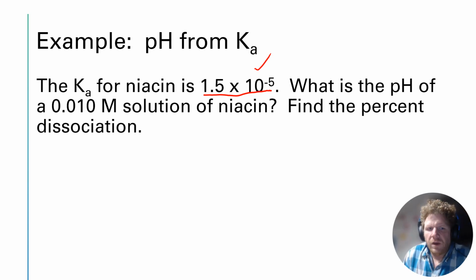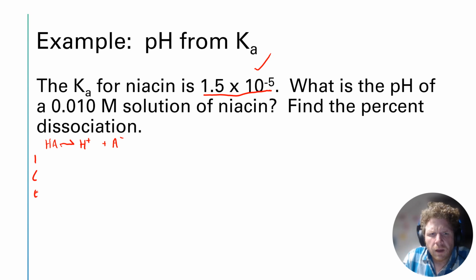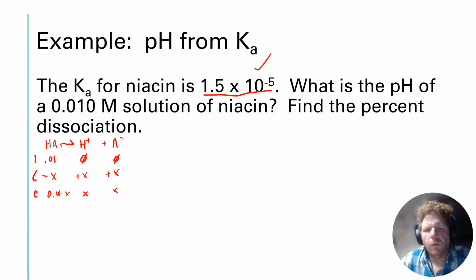Okay. Now, we've got a 0.01 molar solution. I'm going to set up my ICE table. HA will dissociate into H plus and A minus. I got 0.01, 0, 0, minus X, plus X, plus X, and at equilibrium 0.01 minus X, X, X. Okay. Now what I need to figure out is my hydrogen ion concentration.